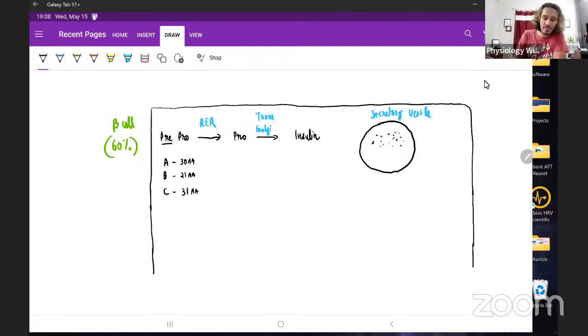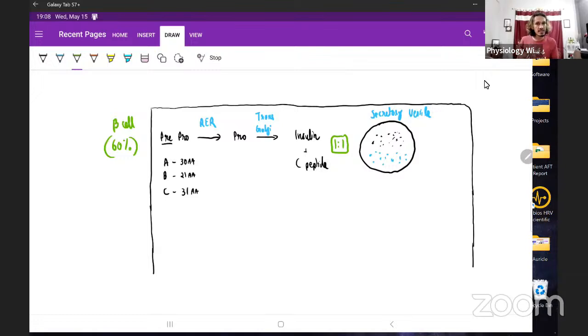So in these secretory vesicles, you have to understand your insulin and your C peptide are in a 1:1 ratio. So it's not only insulin that is being released from these secretory vesicles, but also C peptide, in a 1:1 ratio. Okay, so this is a type of peptide hormone. Since it is a peptide hormone, regulated exocytosis is what happens.